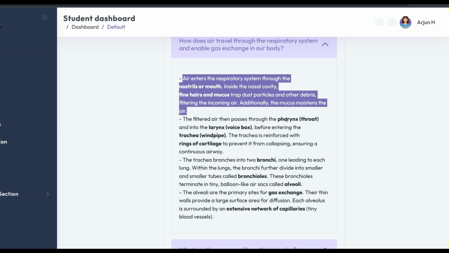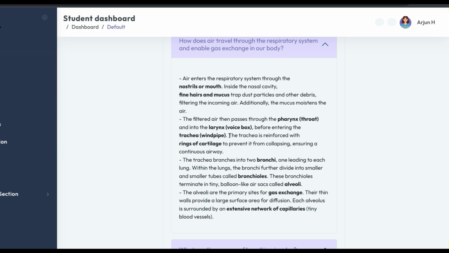The filtered air then passes through your pharynx and larynx before entering the trachea. The trachea is reinforced with rings of cartilage to prevent it from collapsing, ensuring a continuous airway. The trachea branches into two bronchi, one leading to each lung. Within the lungs, the bronchi further divide into smaller and smaller tubes called bronchioles. And these bronchioles terminate in tiny balloon-like air sacs called alveoli.